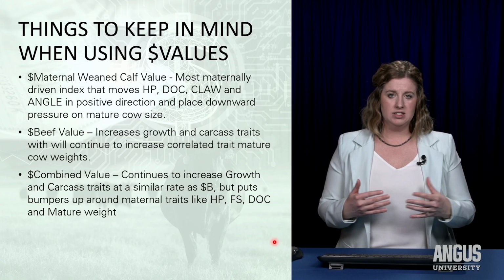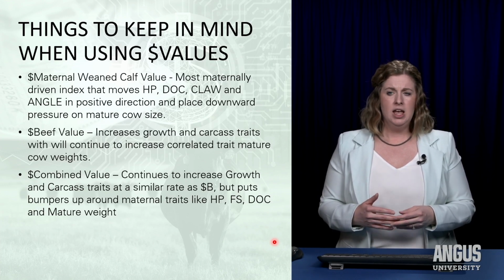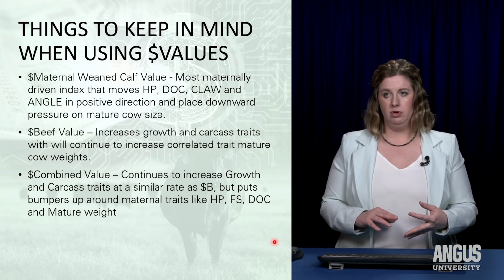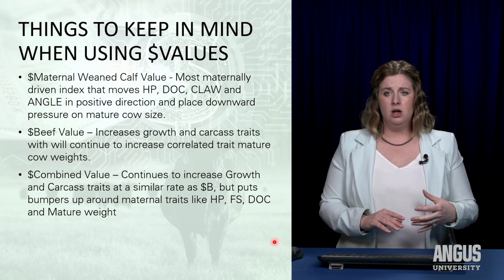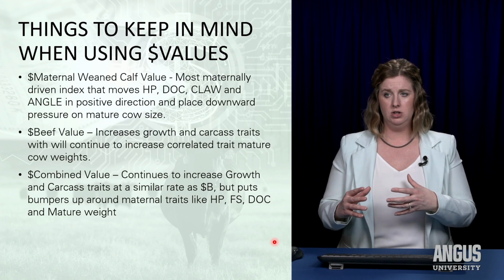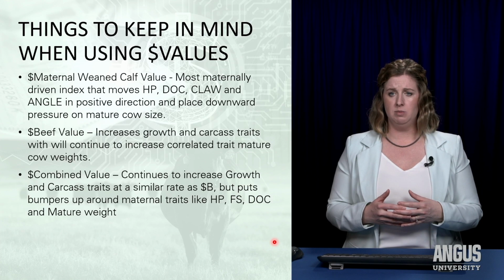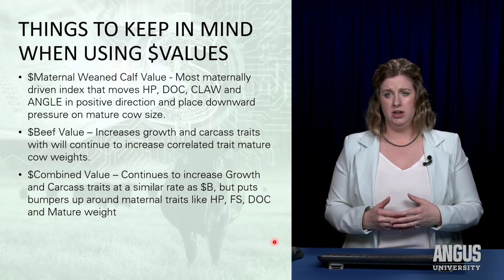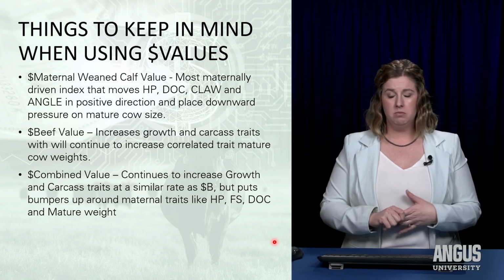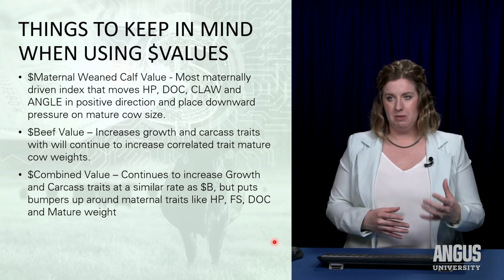Something like beef value is our tried and true terminal index out there in the industry, and it's going to continue to put pressure on increased growth, increased quality grade premiums, and increased yield. With all that increased growth, we're still going to see continued increases in correlated traits like mature cow weights. That's one thing we need to be aware of if we're solely focusing on $B as your criteria. If you're getting rid of all your offspring and selling them through the feedlot, it's probably not a big issue. But if you have to maintain a profitable cow herd, it may be something we want to keep in mind.